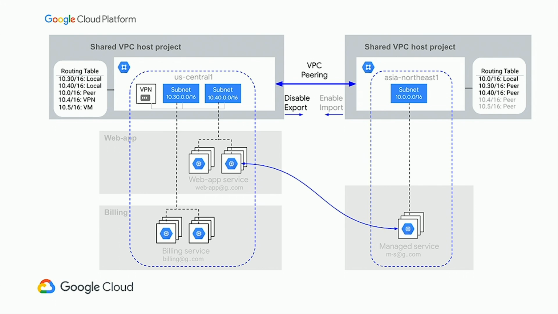You can disable this by either disabling export of custom routes or by disabling import of custom routes on the receiving VPC. Now both export of custom routes as well as import of custom routes are disabled by default. And so in order to exchange custom routes, you need to enable export on the sender VPC and enable import on the receiver VPC.